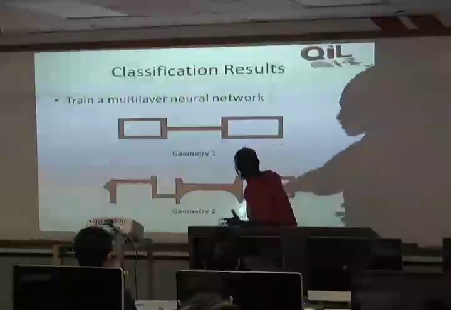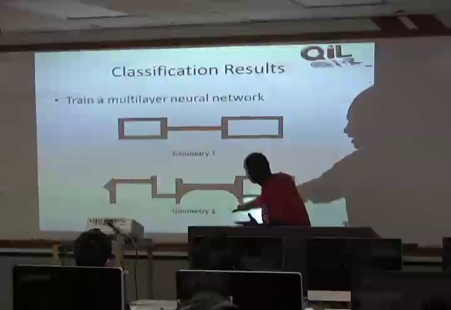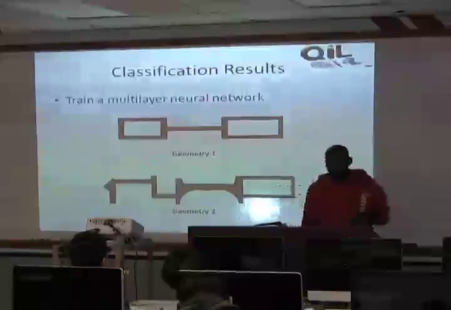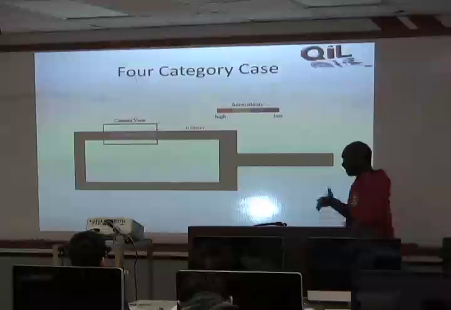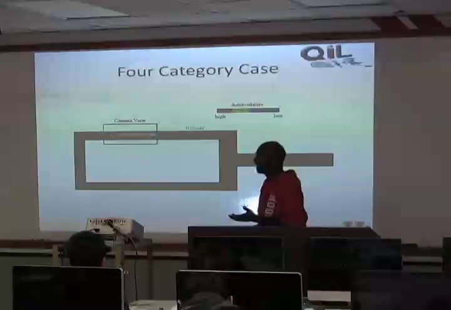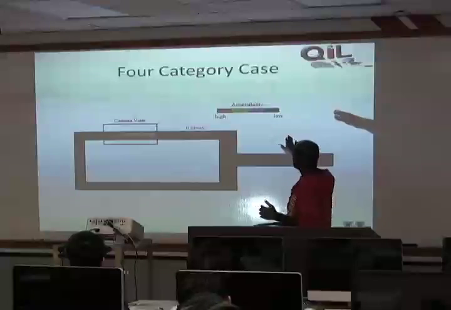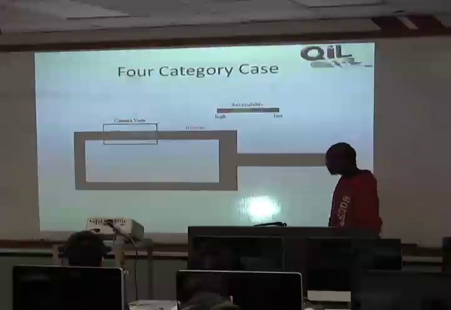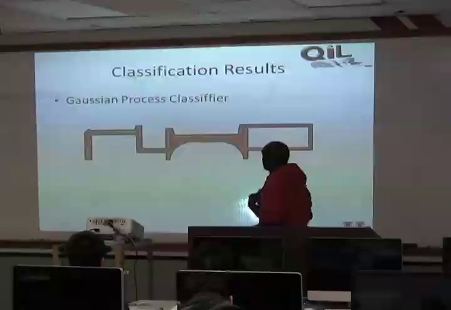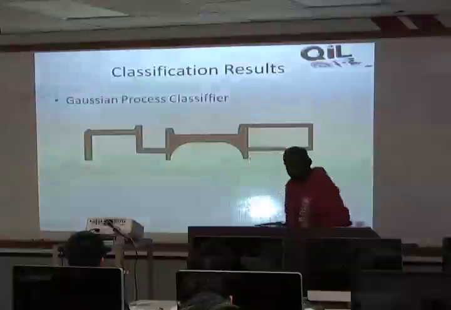And this is for the 3D geometry. You see how it works even in curved places. And we took the next step simply using 4-category cases. So here we have red being more accessible to black being less accessible. And these are the results for the 4-category case.